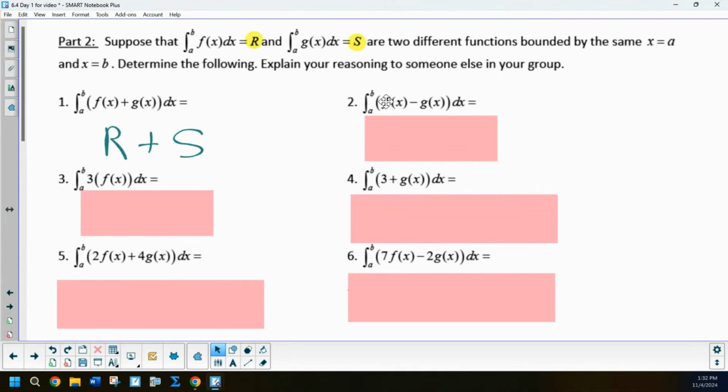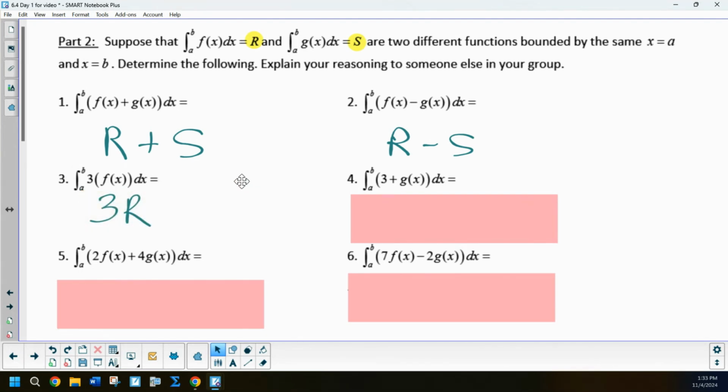And the same thing here. You've got from A to B of f minus g. So that should be pretty obvious that it's going to be r minus s. And then this is that multiplication rule. So you've got 3 here multiplied by the f of x function. You could pull that out front if it's easier for you to understand. But either way, the answer is going to be 3 times the answer for from A to B of f of x. So this r part here.